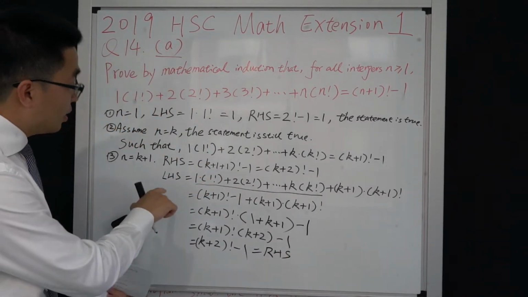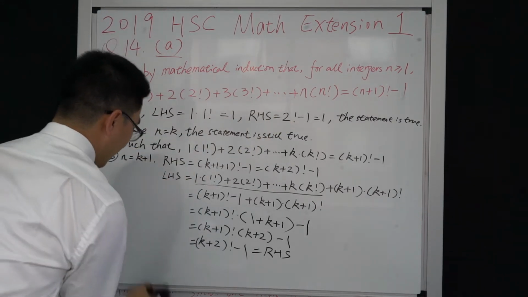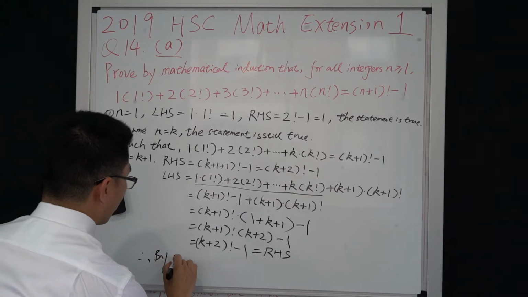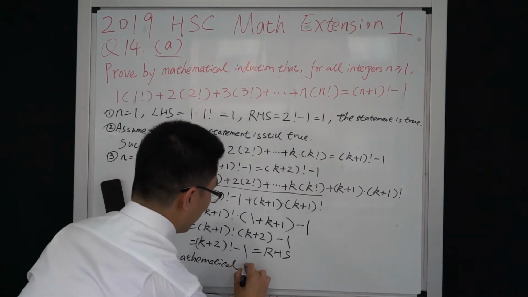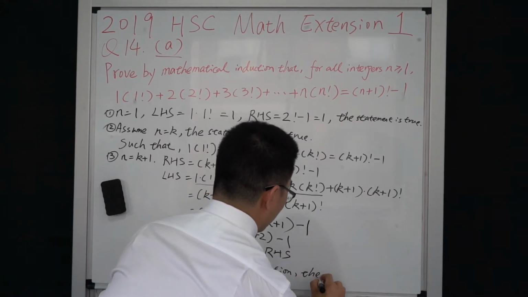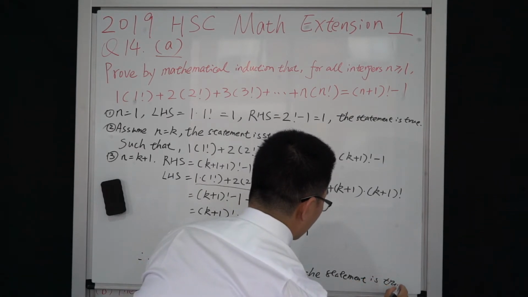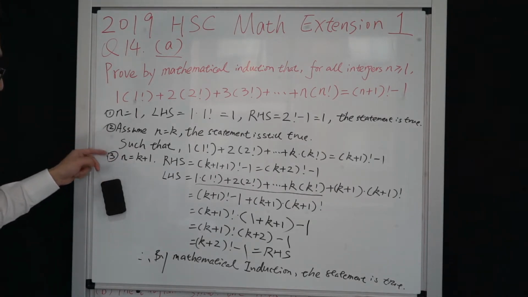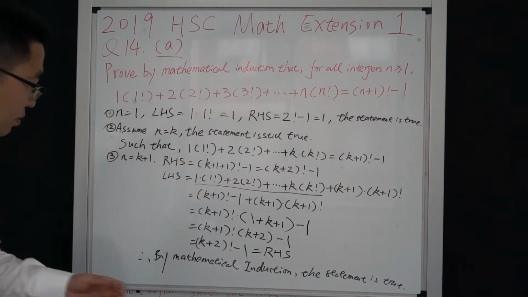Then we can conclude that under mathematical induction, this statement is true. The last sentence is: by mathematical induction, the statement is true. So we have 3 steps for the induction to prove this statement is true. Great, next one.